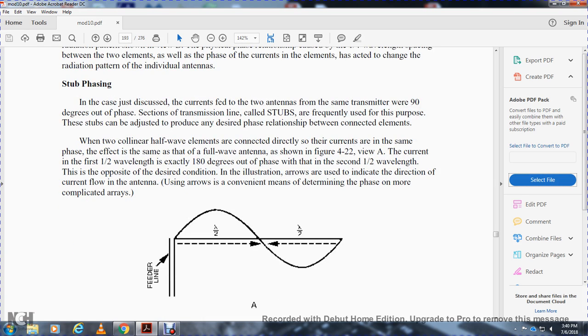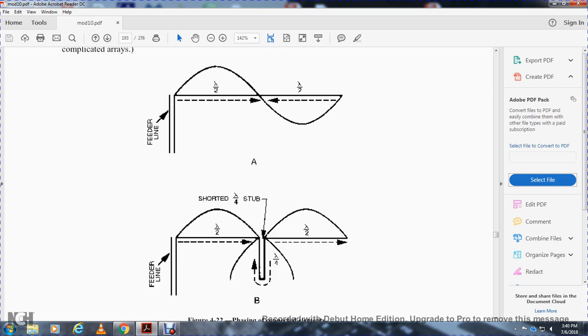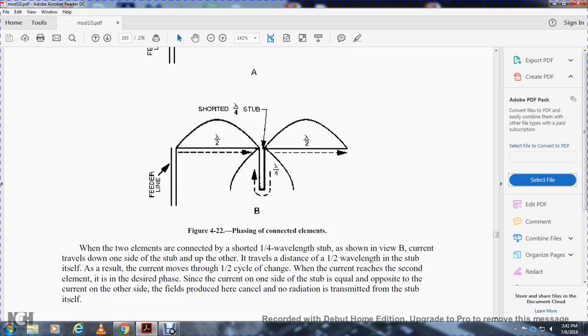The feeder line connects halfway, meeting in the center. The feeder line has a shorted stub, a quarter wave, a half wave.